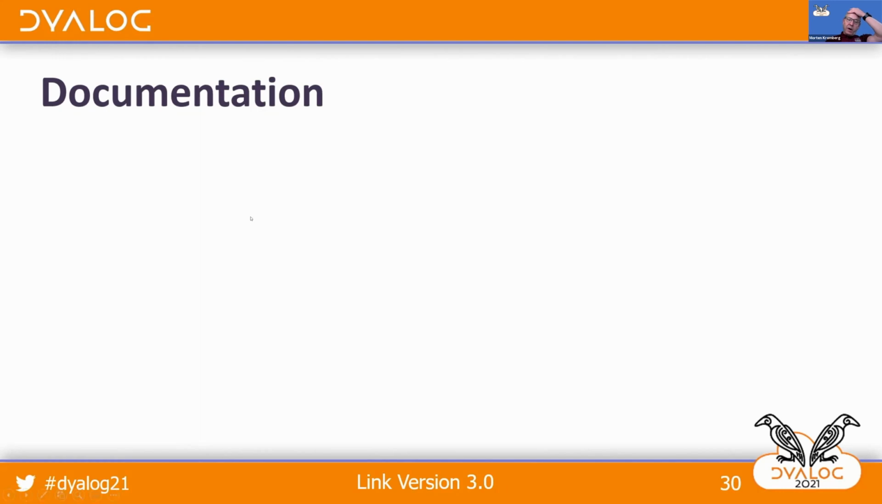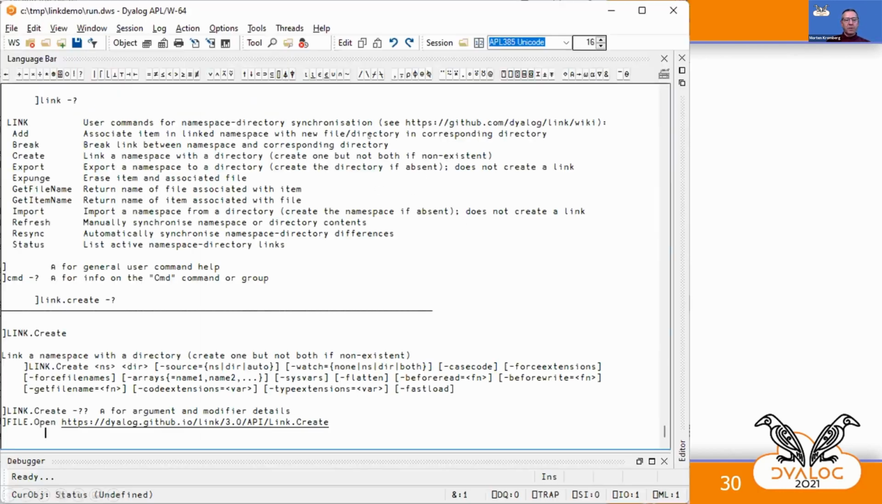Right. So how do you want to learn about this if you think this is starting to look promising? The user commands, of course, have help delivered by the user command system in the same way that all other user commands have. So we see at the top here, link -? gives us a list of all the link user commands. And two thirds of the way down, I do link create -? and that gives me the abbreviated help for link create. So I can see all the different options.